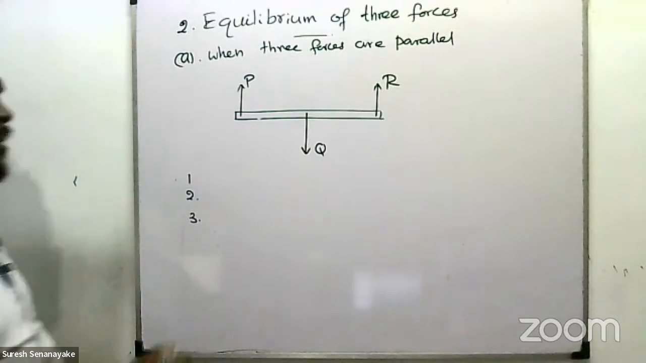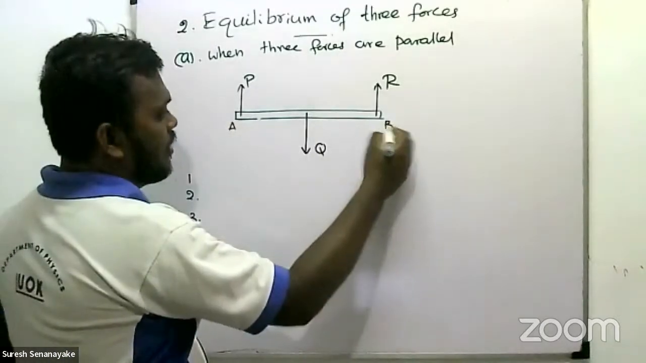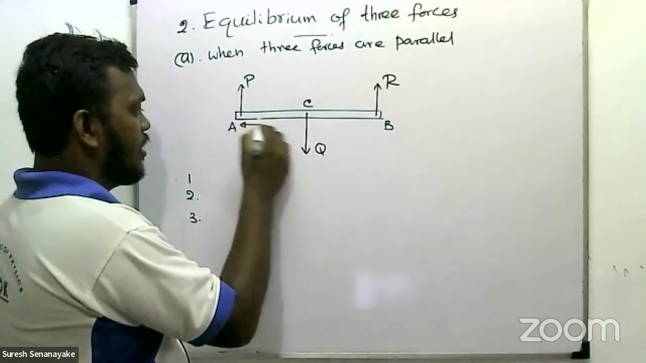Okay, according to this, I can say this. I will consider this point as A and this as B and this as C, and the distance between these two I'm considering X.